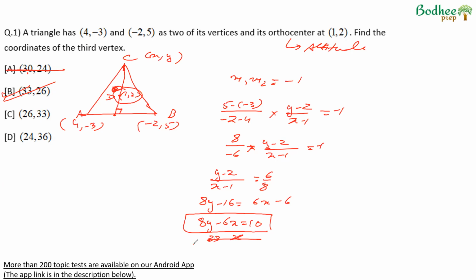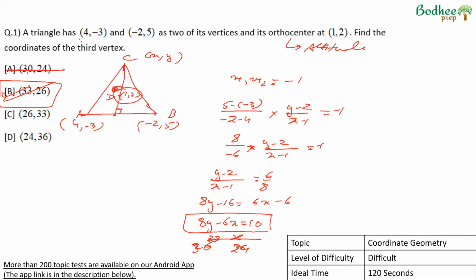If we put this as 24 and 36, again 8 4s are 32, 36 and 24. 8 6s are 48, 6 4s are 24. The difference will not end in 0. So the only possibility from the options is option B. That becomes my answer. I think it's a difficult question, orthocenter, and then trying to find the points. But if you are able to solve it, the solving time should not be more than 2.5 minutes.